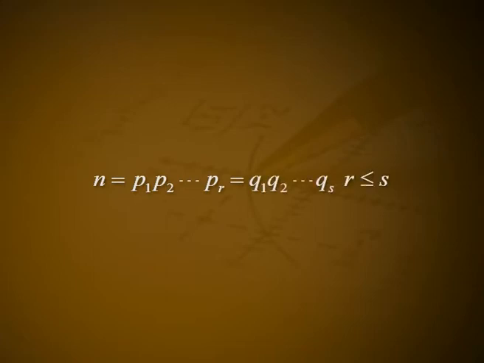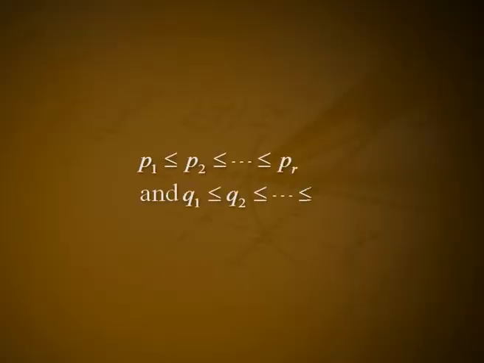a product of primes in two ways. Say n is equal to p1, p2, p3 etc. pr is equal to q1, q2 etc. qs, where r is less than or equal to s, and the pi and qj are all primes written in increasing magnitude, so that p1 less than or equal to p2 less than or equal to etc. less than or equal to pr and q1 less than or equal to q2 less than or equal to etc. less than or equal to qs, because p1 divides q1, q2 etc.